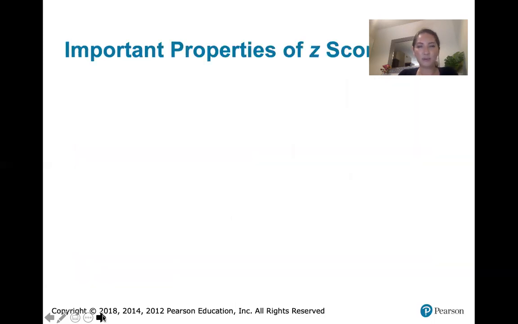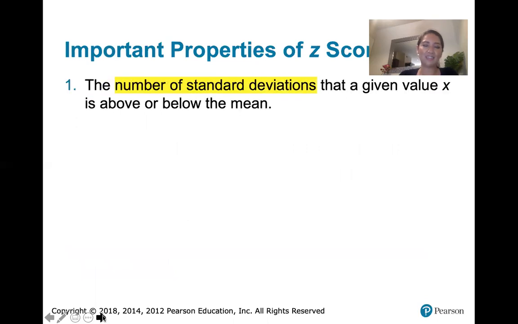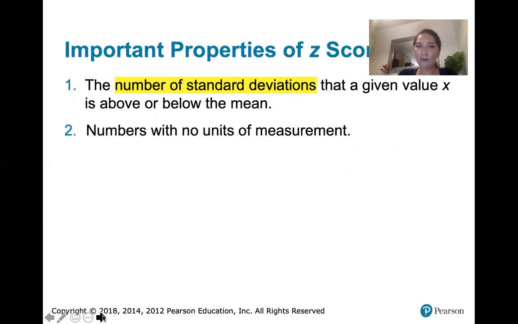So here are some important properties of z-scores. The first is that definition. Again, it's very important that we know how to interpret these numbers. You're going to calculate them using those formulas, which are very simple, but most importantly, you need to know that the z-score is the number of standard deviations that a given x value is above or below the mean. It's a count of standard deviations. Because it's a count, it's just a number with no units of measurement.